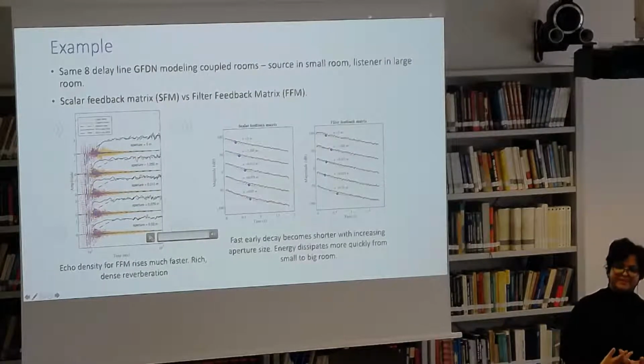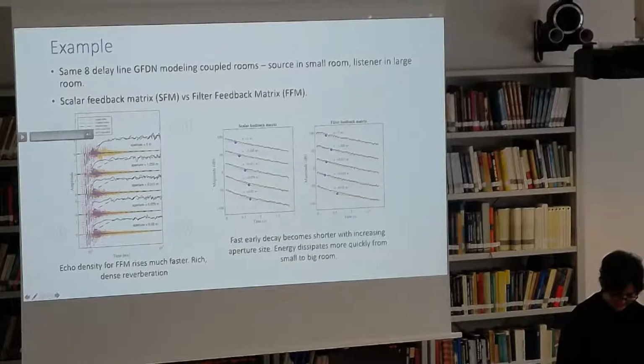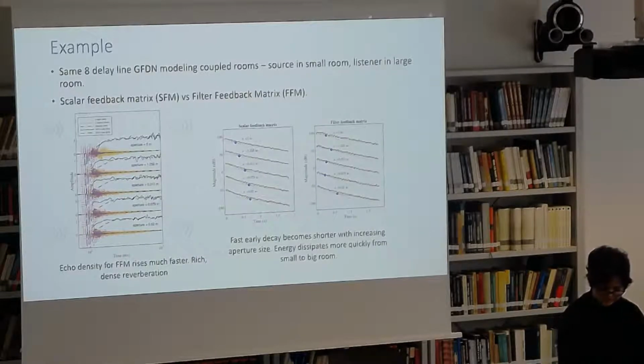So the low pass effect is quite prominent. And as you increase the aperture size, this is with an aperture of 5 meters, which is quite large. This is the scalar matrix. Sound diffuses much more quickly, so the T60 is much shorter. And this is the filter matrix. So again, the low pass effect can be heard. And these are just two stage decay plots. There's not much interesting going on here.